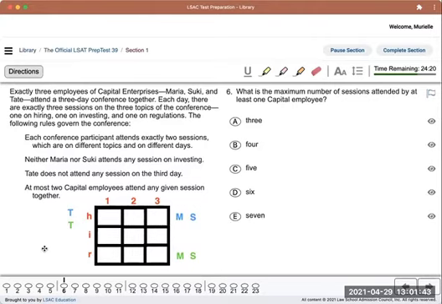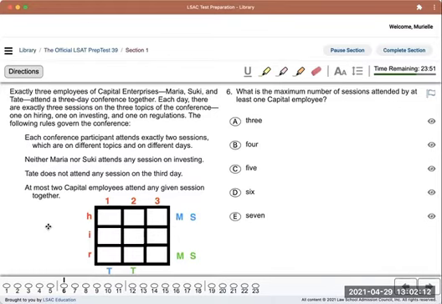Tate doesn't attend any session on the 3rd day. So that means that one of Tate's is going to be on day 1 and the other one is going to be on day 2. But I don't know which of the topics Tate is actually going to be attending.